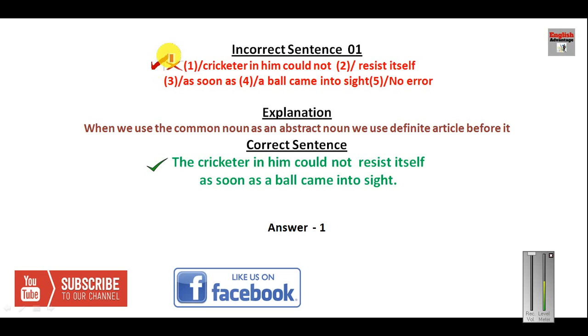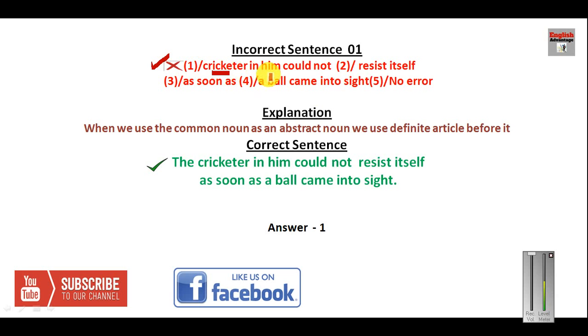This is the first incorrect sentence. The cricketer in him could not resist itself as soon as a ball came into sight. Just see here, you are using this common noun as an abstract noun. You are using the quality. You are not saying that he is a cricketer himself. You want to say that he has the quality of a cricketer. So you are talking about the qualities, and you are changing this common noun into the abstract noun.